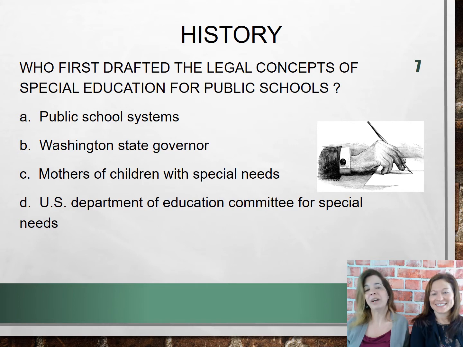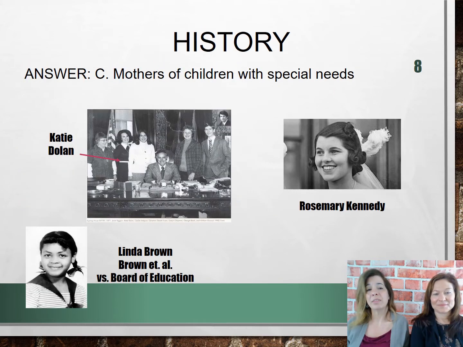Right. And what we found was that actually the answer is C. The mothers of special education really are the ones that started the special ed process. Katie Dolan, who's known as the mother of special education, had a son with autism way back in the 1950s. I can't even imagine what it was like for her pioneering in that. She worked really hard with 3 other mothers to draft the first laws of special education. It was passed in Washington State in 1971 and eventually passed as federal legislation a year later.